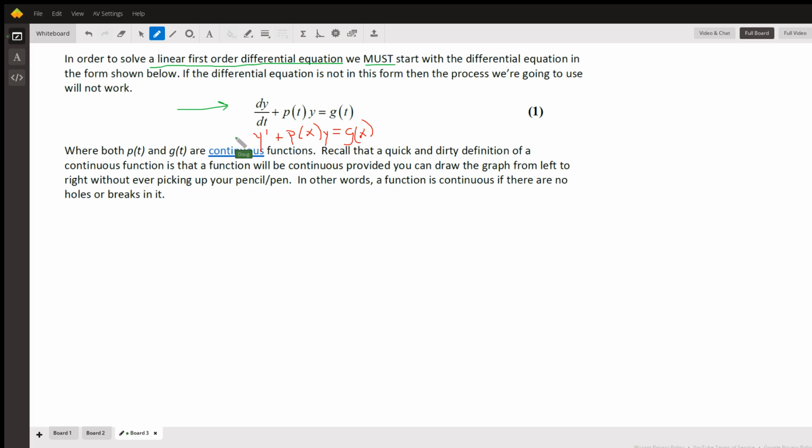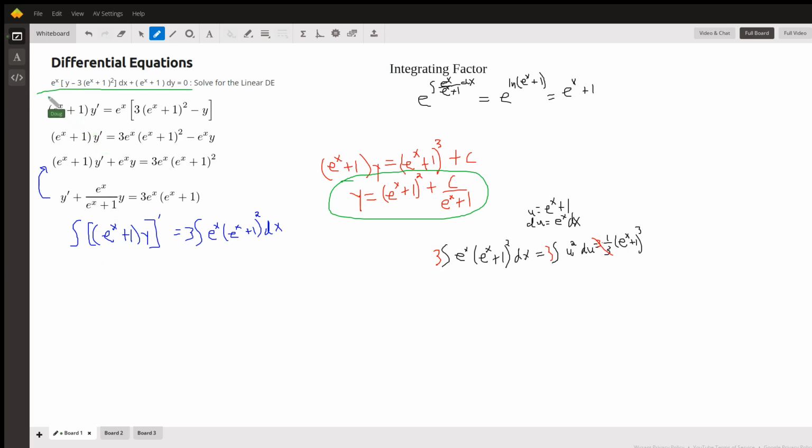And you could also write it like this: y prime plus some function of x times y equals some function of x, g of x, where p of x and g of x have to be continuous. That's right here. Okay, so our goal is to transform this, if possible, into that form.